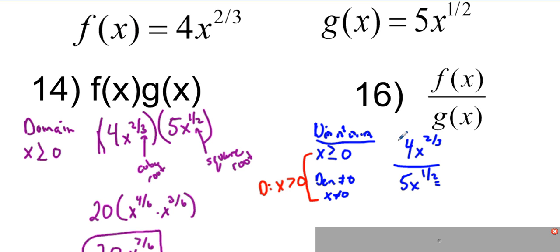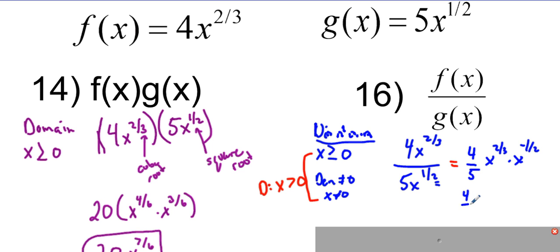All right, because that's what we got. Now we're going to simplify this a little bit further. I'm going to subtract those two. So I'm going to take 4/5, and I'm going to keep that right there. I'm going to take x to the 2/3, and I'm going to multiply that by x to the negative 1/2. We're going to subtract these two exponents.